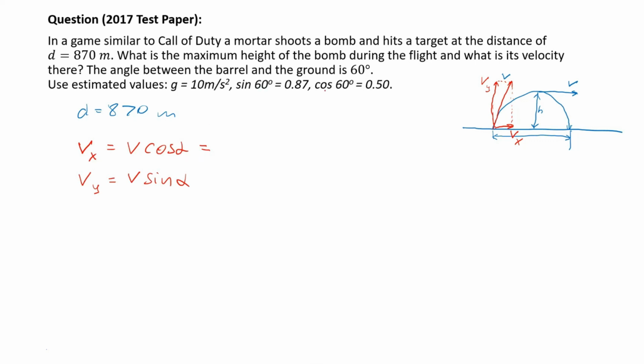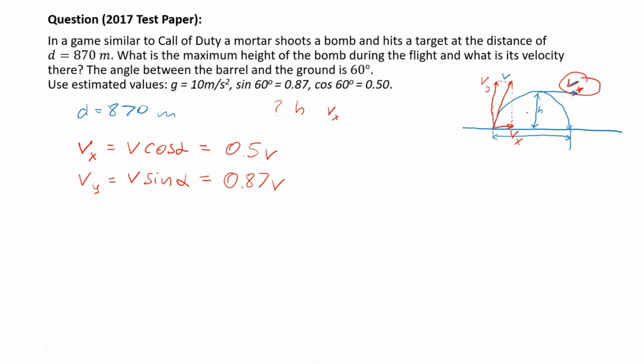Cosine alpha from here is 0.50, so it's 0.5 V, whatever V is, and Vy is V sine alpha. Sine alpha is 0.87, so 0.87 V. One more thing to notice is that this velocity they are asking for is in fact the Vx. So this is Vx they are asking for. So we need to find h and Vx.